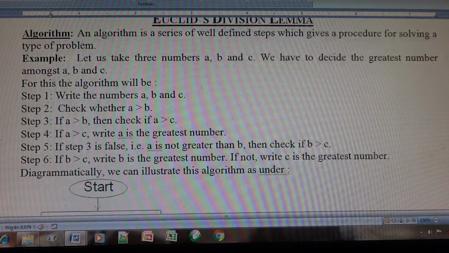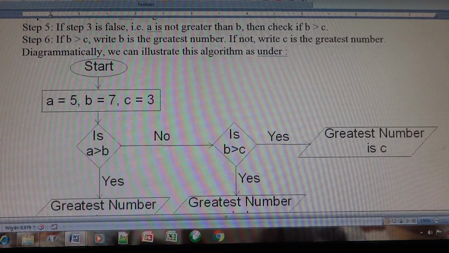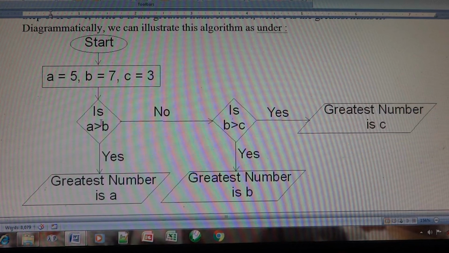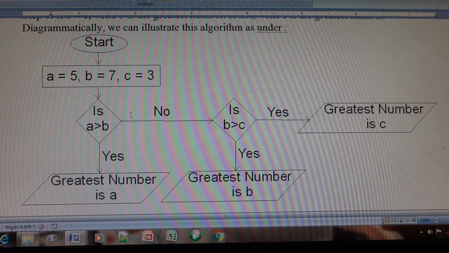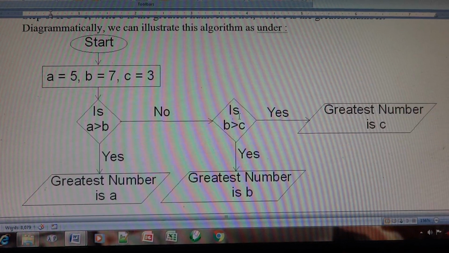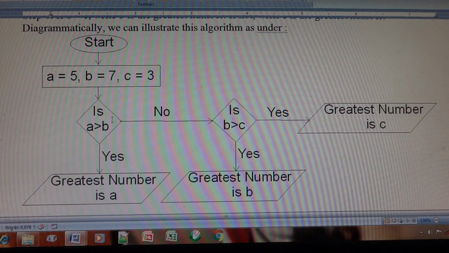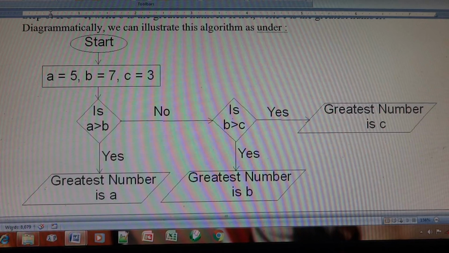Diagrammatically, we can illustrate the algorithm as under. Just see this. Taking a equal to 5, b equal to 7, c equal to 3. Is a greater than b, 5 greater than 7? No. The control transfers here. Is b greater than c? Yes. 7 greater than 3, so the greatest number is b. You can just check taking other numbers for a, b and c according to this algorithm.